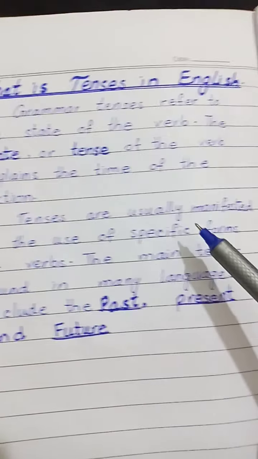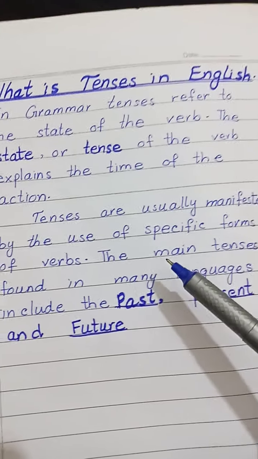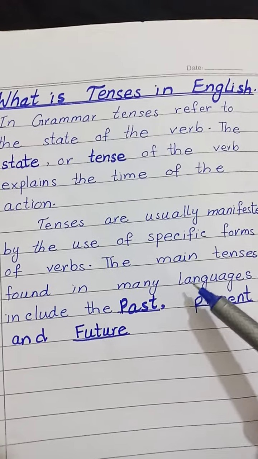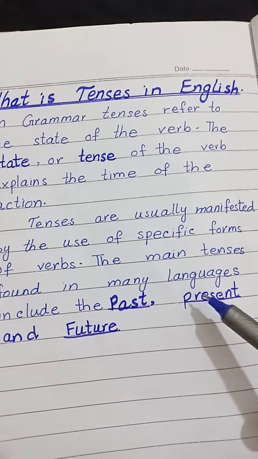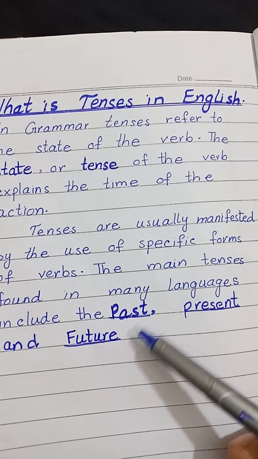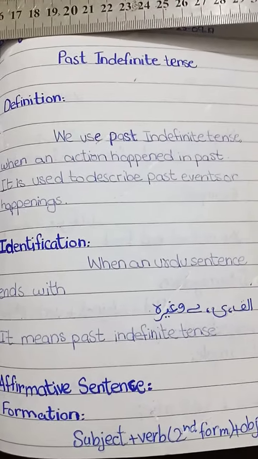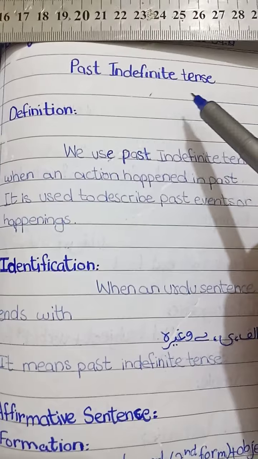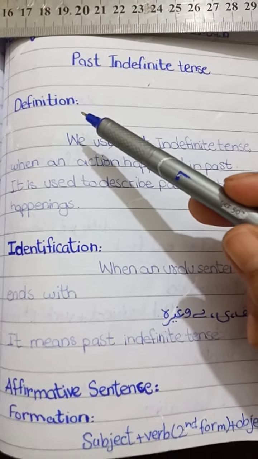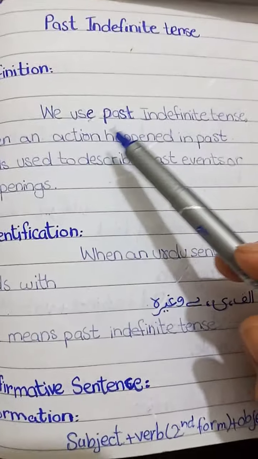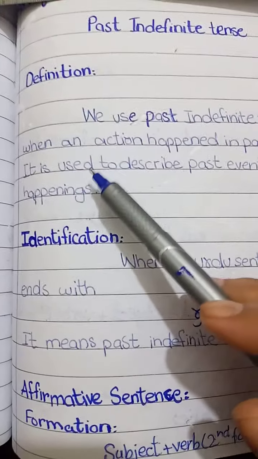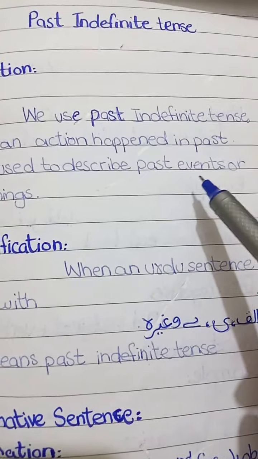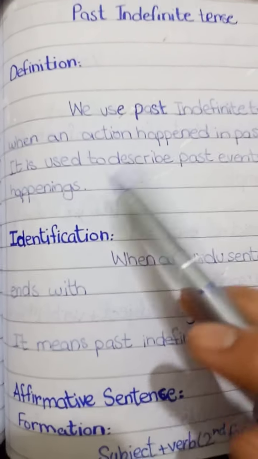Tenses are usually manifested by the use of specific forms of verb. The main tenses found in many languages include the past, present, and future. So we can start past indefinite tense now. First of all, I will elaborate the definition of past indefinite tense. We use past indefinite tense when an action happened in the past. It is used to describe past events or happenings.